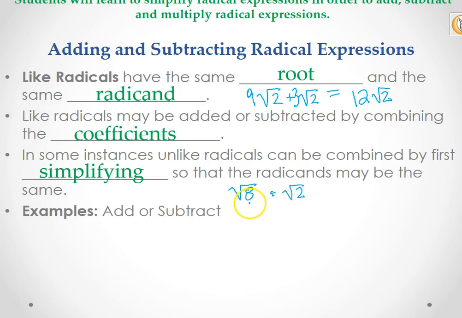Okay, well, this is the square root of 8, the square root of 2, they're not the same. But I do know that 8 has a square root of 4 in it. So the square root of 4 is 2, and then the ugly is 2, plus the square root of 2. So now I have the same radical and radicand. These are the same. So that would just add up to be 3 square roots of 2.